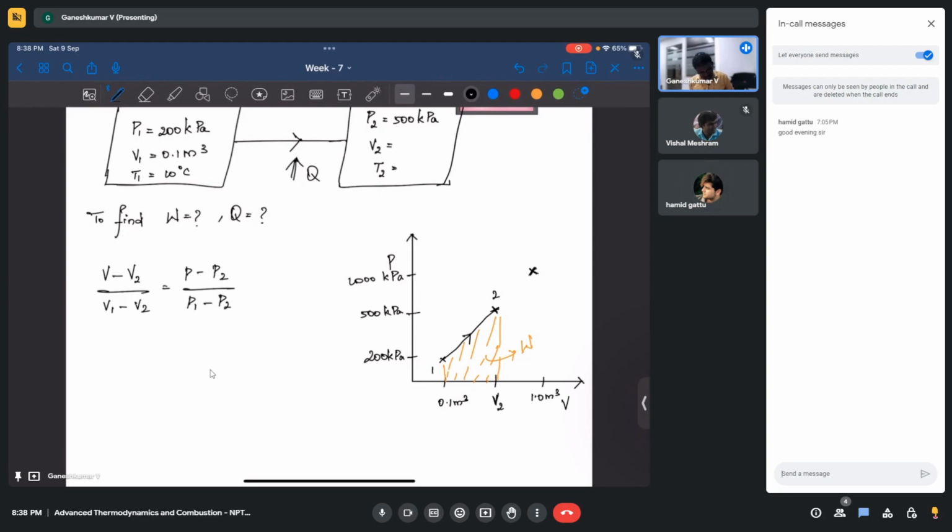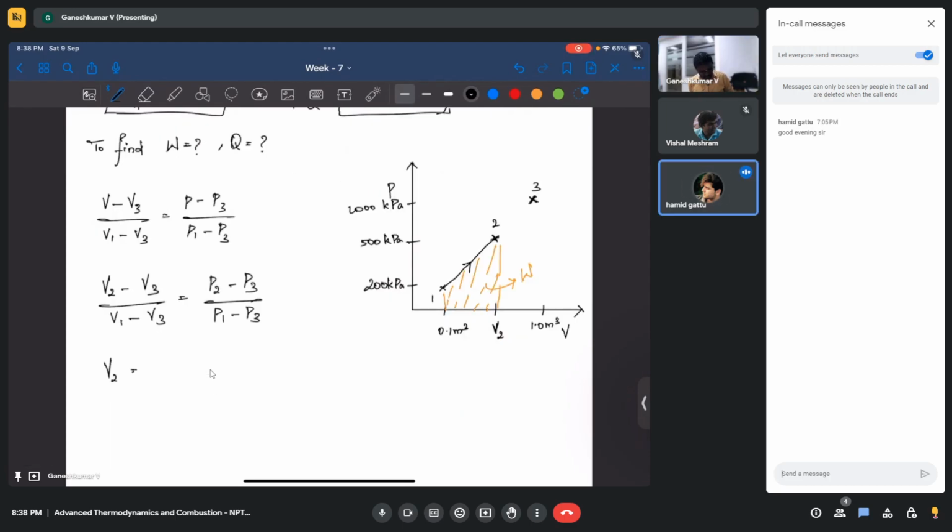So this 1 and 2 is independent of this. That's it. Let's mark this as 3. We don't know 2, only 3 we know. So you can substitute: V2 minus V3 divided by V1 minus V3 is equal to P1 minus P3. You can find V2 from this.